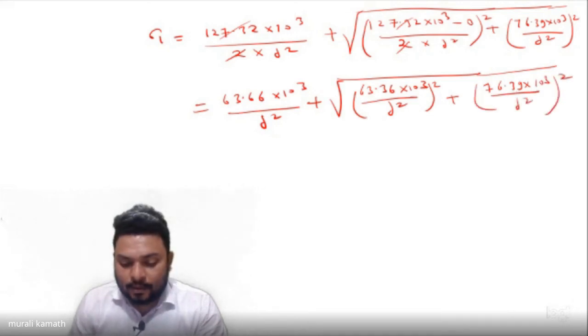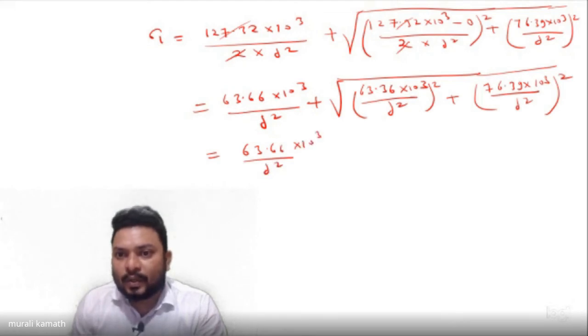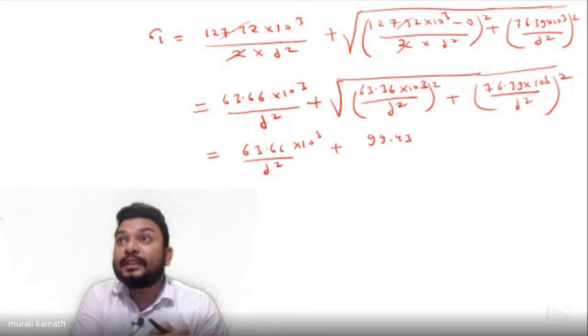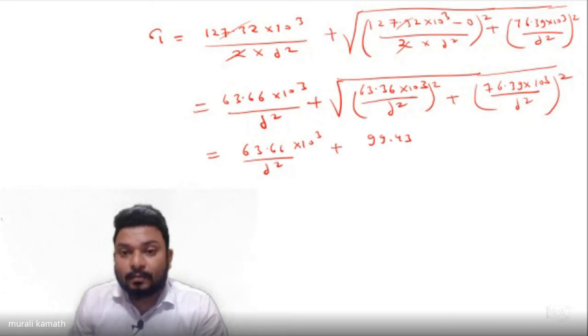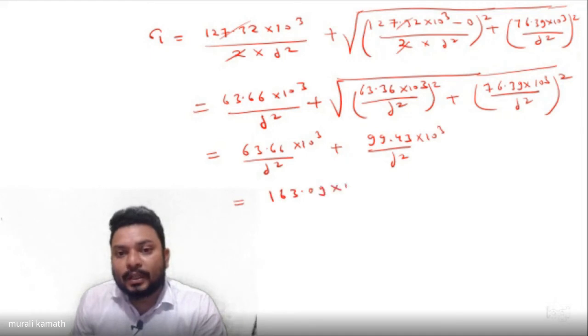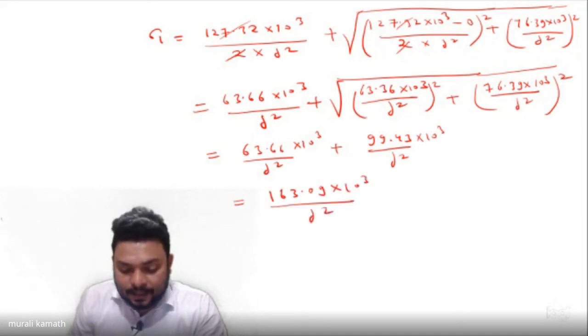Next step, you can take the squares and calculate. That is 63.66 divided by d square into 10 raised to power 3. Here you can take 10 raised to power 3 common, and whatever is left you can calculate, that is 99.43 by d square into 10 raised to power 3. Again you can take 10 raised to 3 common, it is 163.09 into 10 raised to power 3 divided by d square. That is your sigma 1.